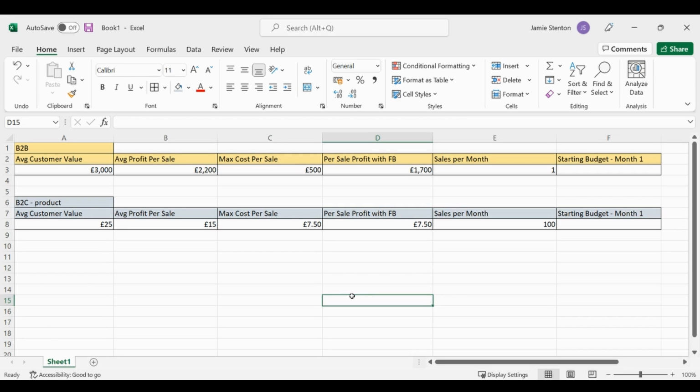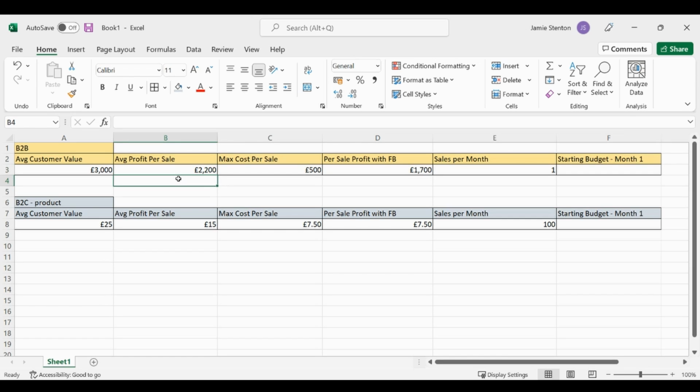So I've got two examples here. The first one, as you can see here, is business to business. So imagine this is just a generic service-based business. And the first thing you need to consider is the average customer value. And here I've got the average customer value down at £3,000.